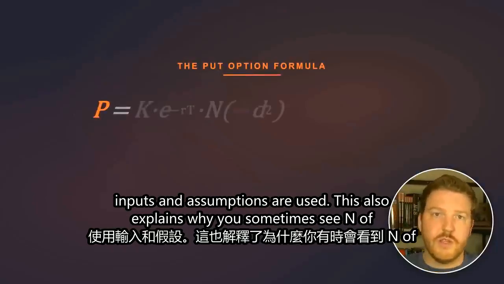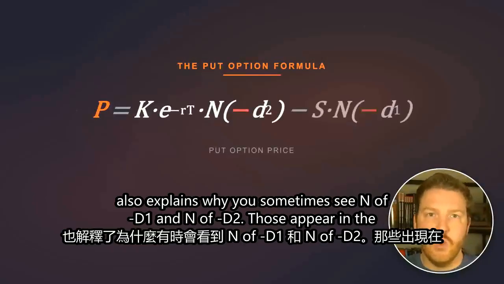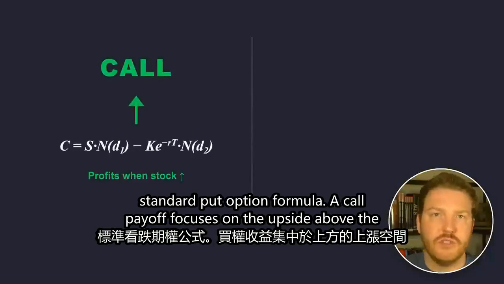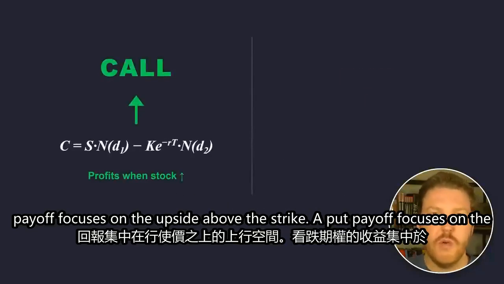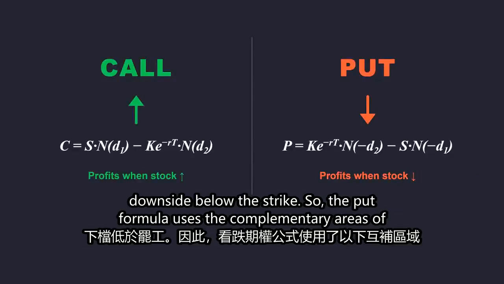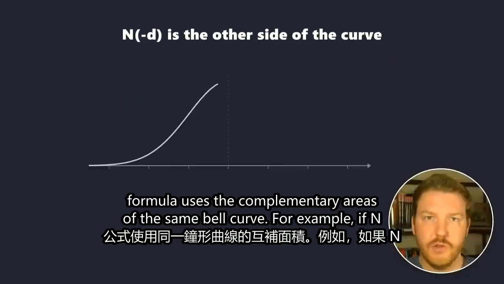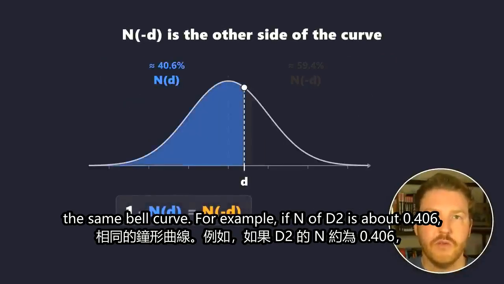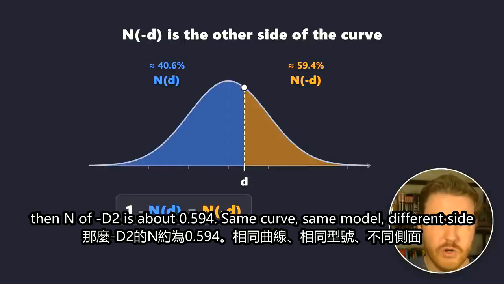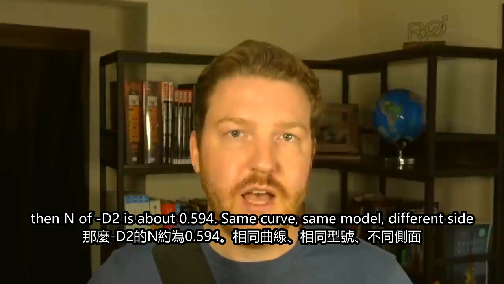This also explains why you sometimes see N of negative D1 and N of negative D2. Those appear in the standard put option formula. A call payoff focuses on the upside above the strike. A put payoff focuses on the downside below the strike. So the put formula uses the complementary areas of the same bell curve. For example, if N of D2 is about 0.406, then N of negative D2 is about 0.594. Same curve, same model, different side of the payoff.